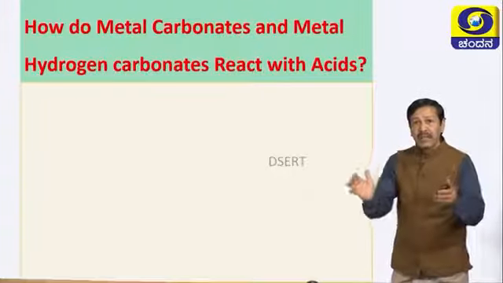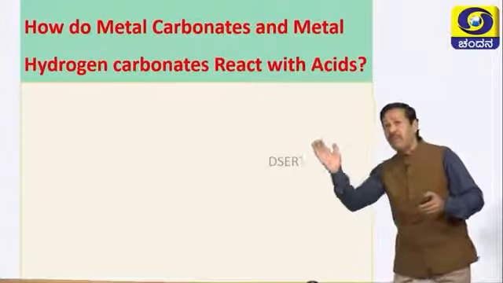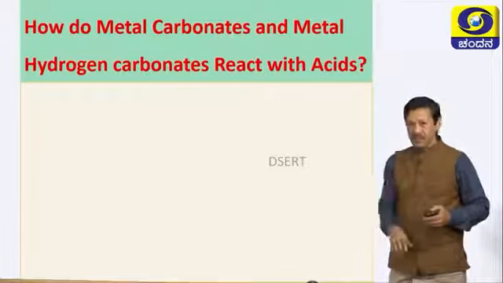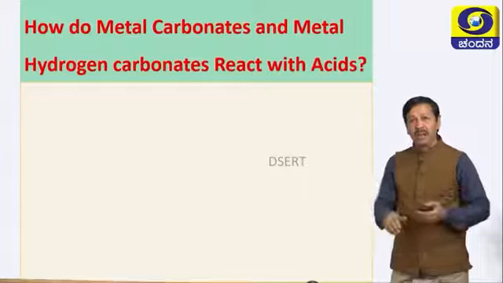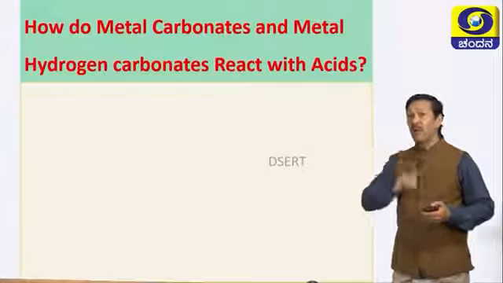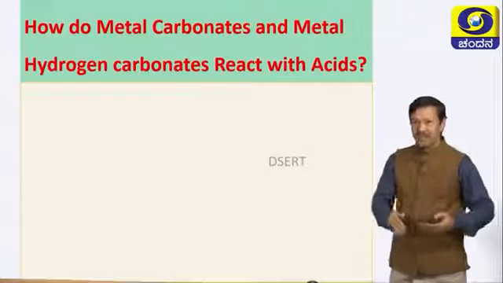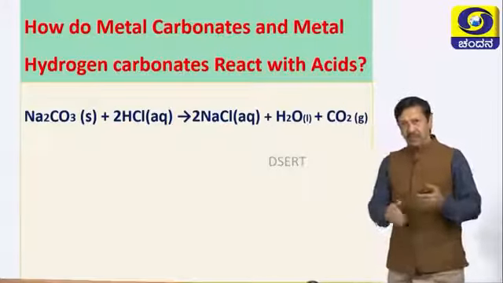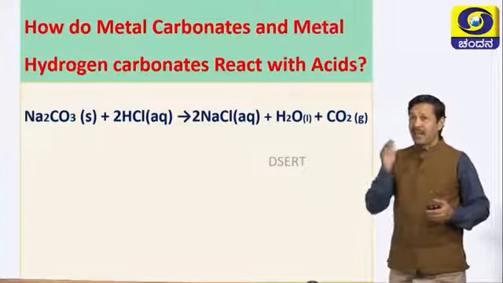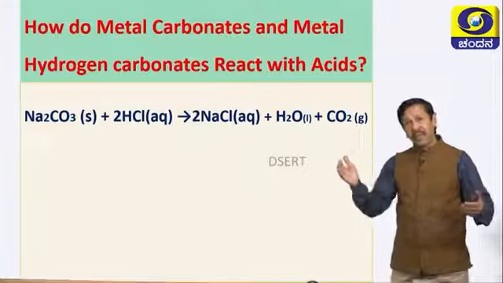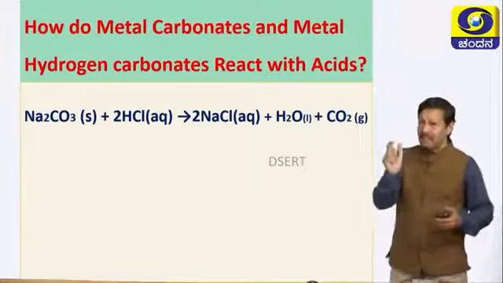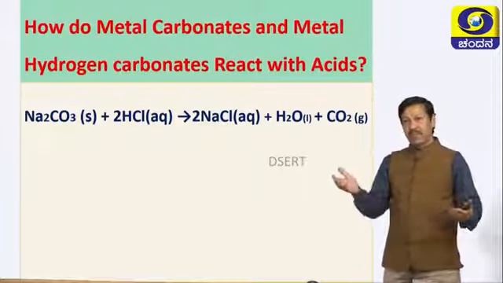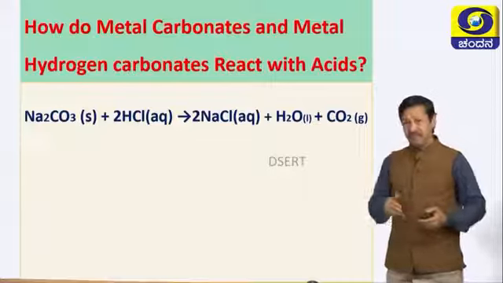How do metal carbonates and metal hydrogen carbonates react with acids? This is a very popular reaction. Probably you played with this while making a volcano. Let us see what that is. Sodium carbonate Na2CO3, when it reacts with an acid like HCl, vinegar or any kind of acid, produces a salt, water and carbon dioxide. Here you are seeing the neutralization.